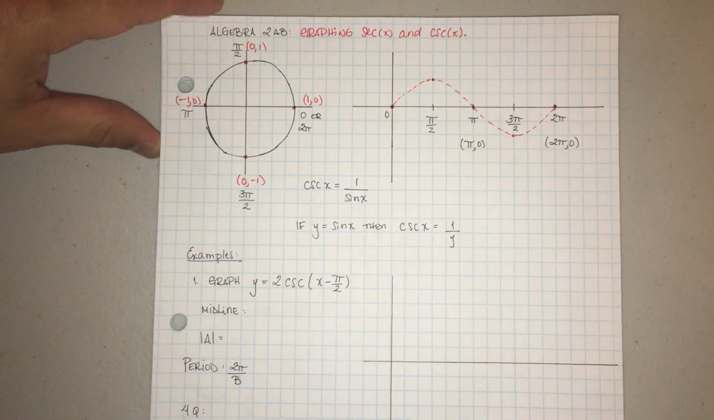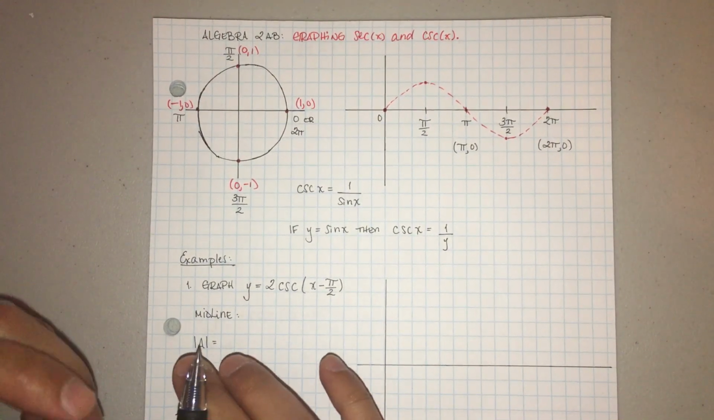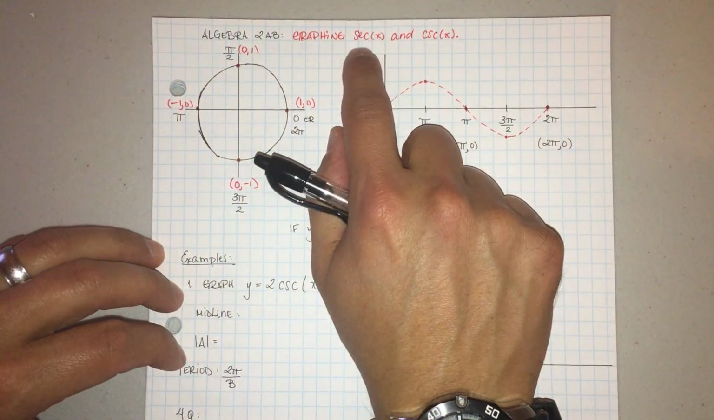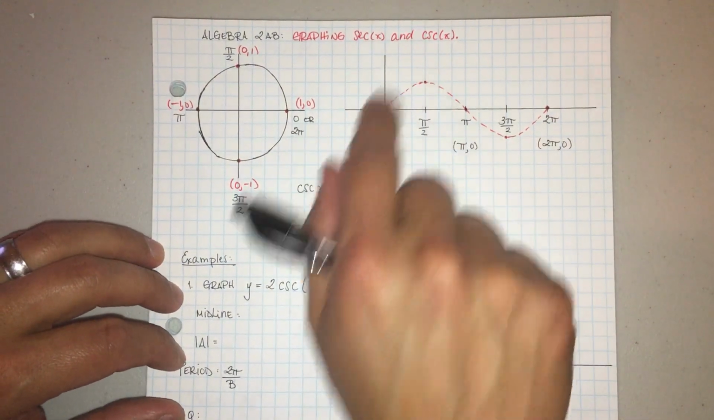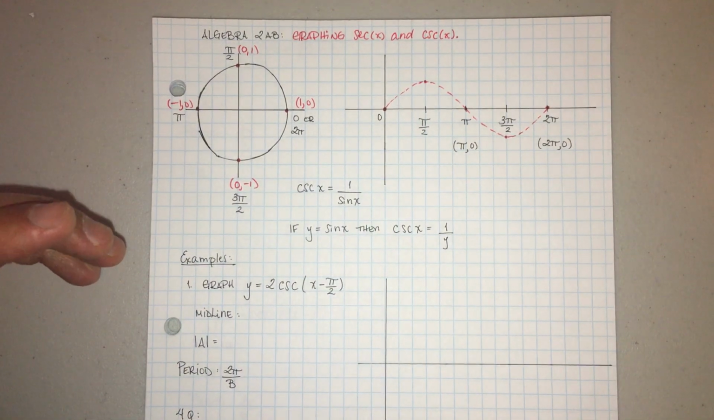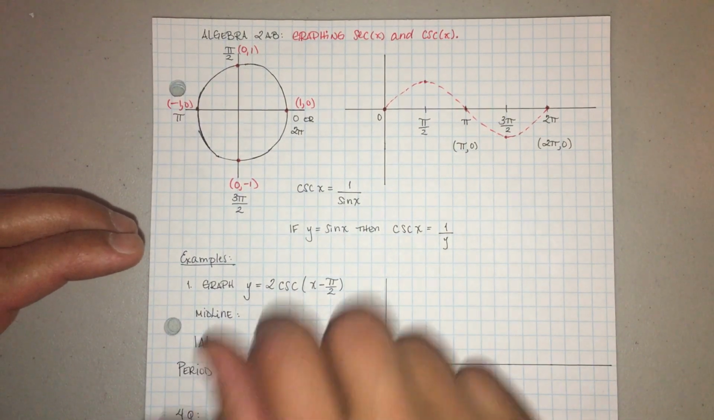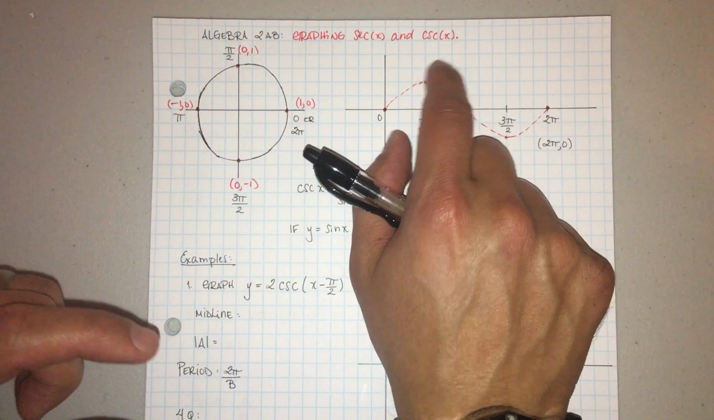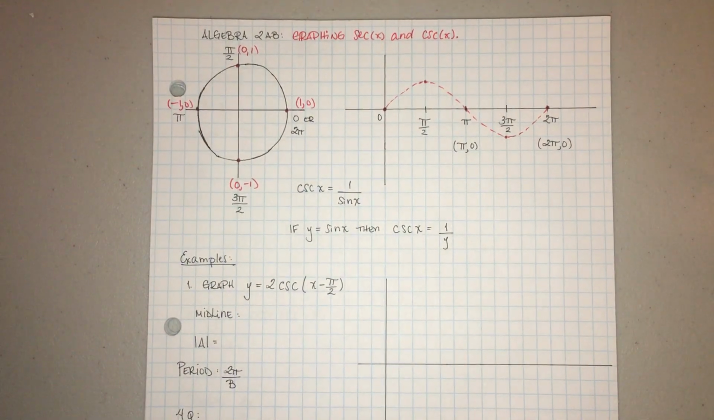Hey guys, in this video I want to continue building upon our graphing of trig functions. Now we're going to graph secant and cosecant. The first thing you have to realize is that secant and cosecant are the reciprocal trig ratios of sine and cosine, okay?